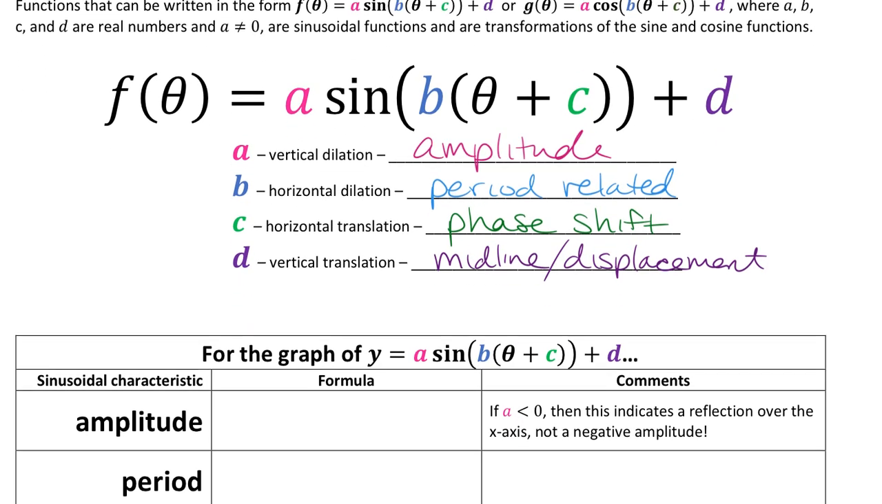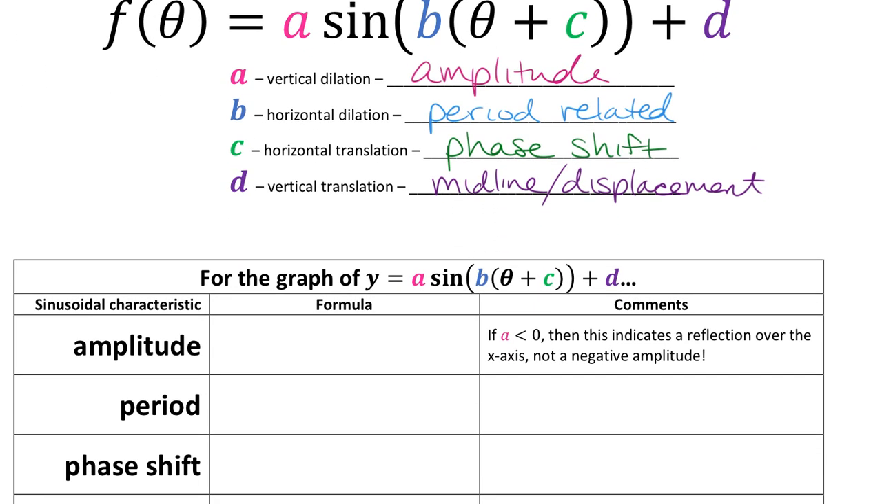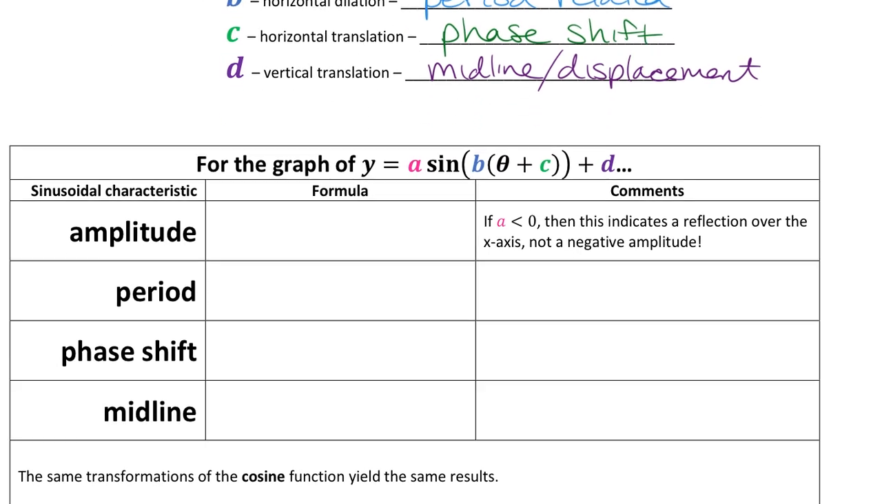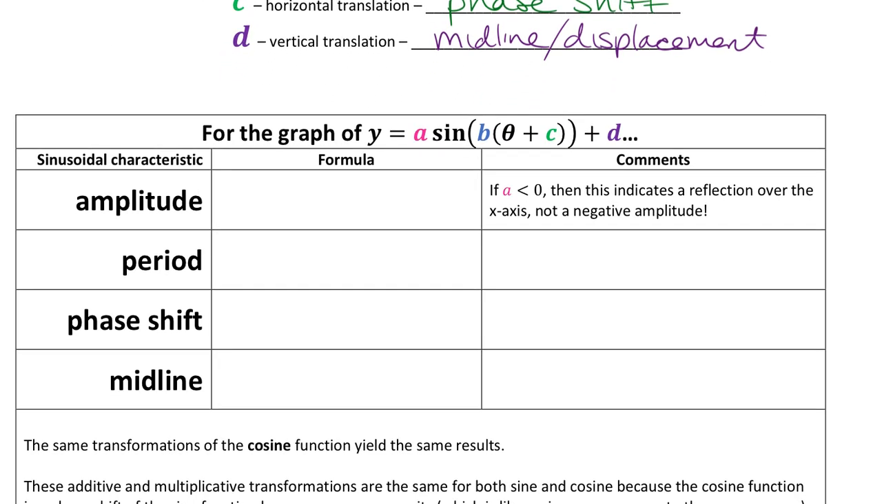Now, what we can do is give you a little bit more details about how to find each of these things: the amplitude, period, phase shift, and midline. To follow our color code, remember amplitude is pink. The formula for amplitude is simply the absolute value of A.